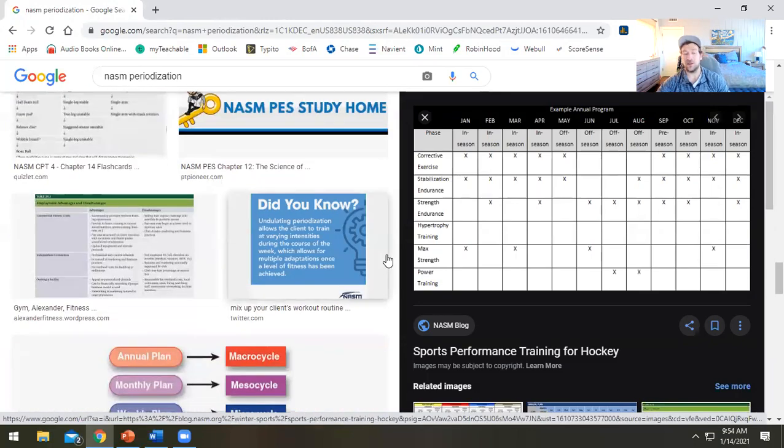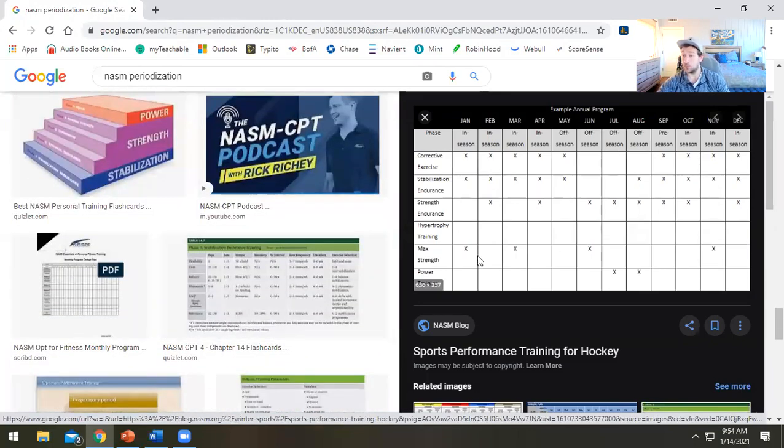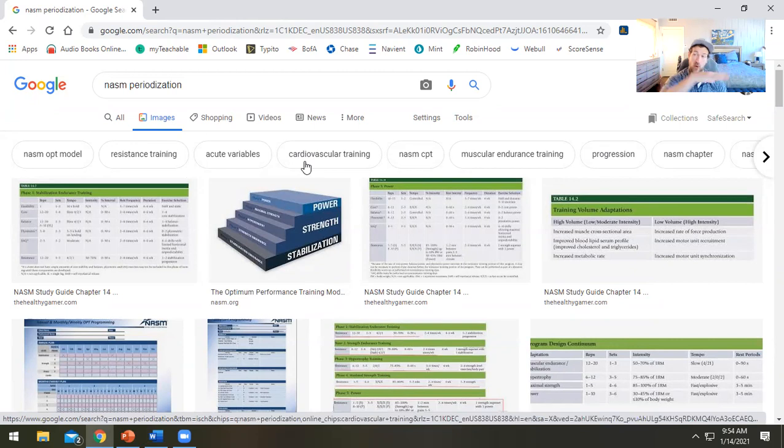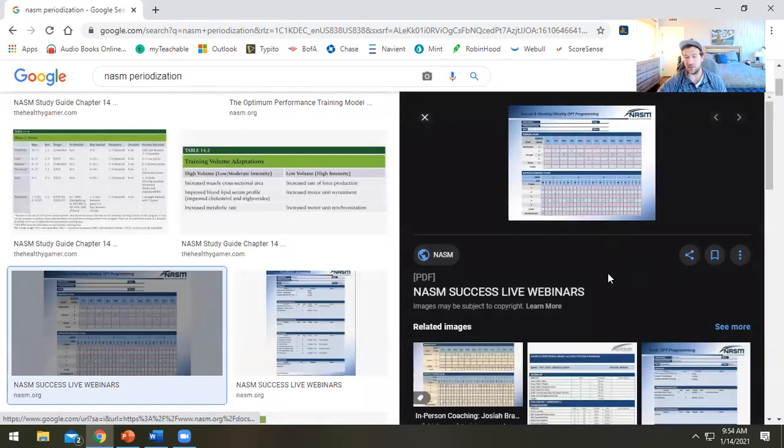So that's an example of periodization. Now you don't always have to do multiple phases in a row like that. You could do what we call undulating periodization, where it's making these big waves every week. You could also keep it very simple and make it look something like this.